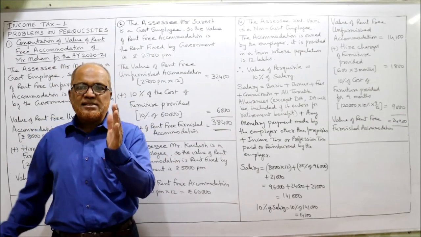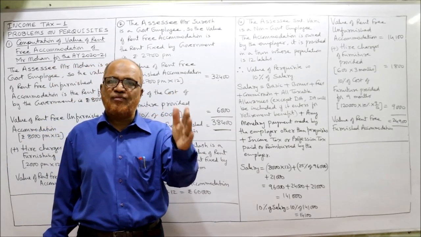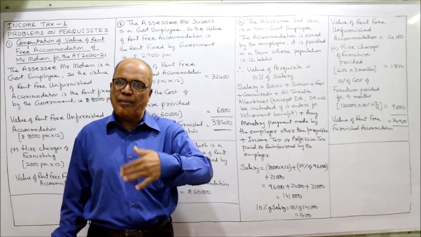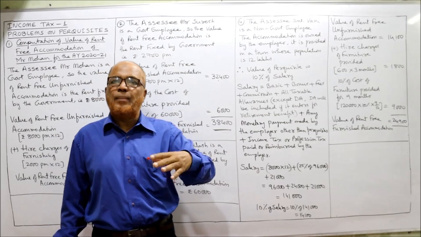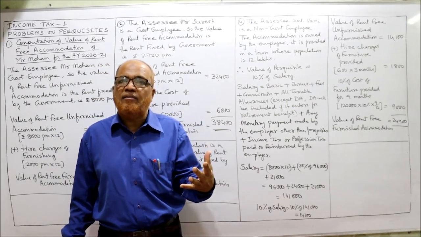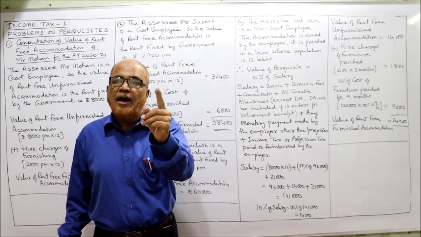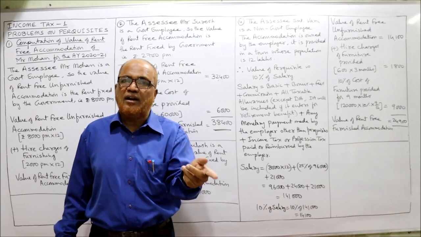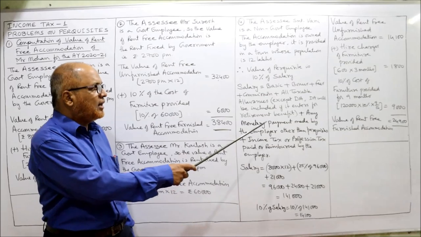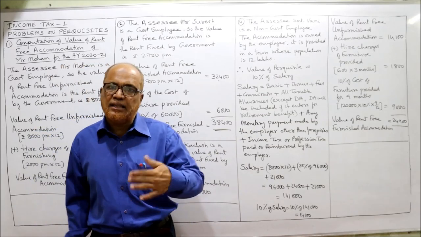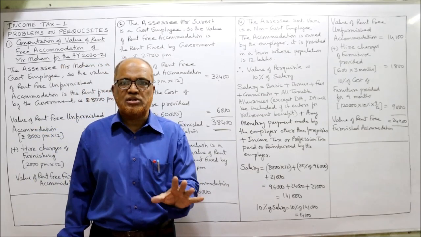Salary means basic plus bonus plus fees plus commission. Remember, basic plus bonus plus fees plus commission plus all taxable allowances except DA. And DA will be included if it enters for retirement benefit. Plus any monetary payment made by the employer other than perquisites; perquisites we should not include.